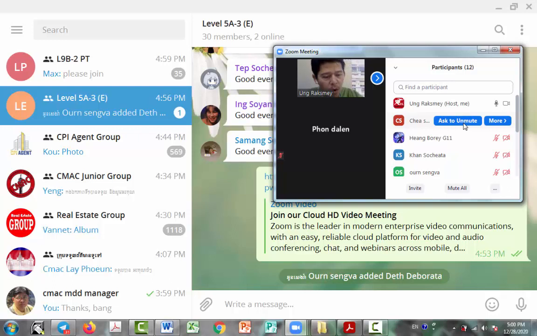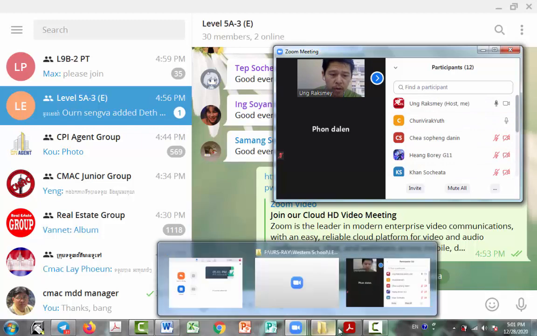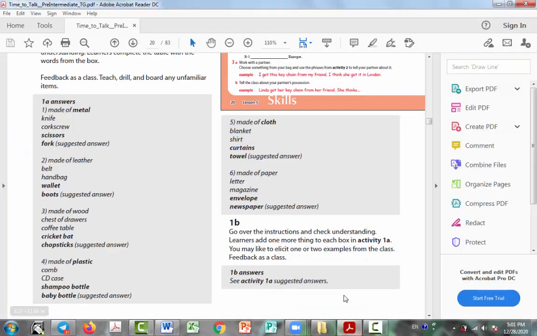So before we go on with our study of lesson five, let me read you what we learned last week. Last week, we learned about lesson five, Favorite Things. We learned some objects that are made of different materials, such as plastic, wood, or leather. Before we go on, let me read you those vocabulary words. Let me go to materials made of metal.